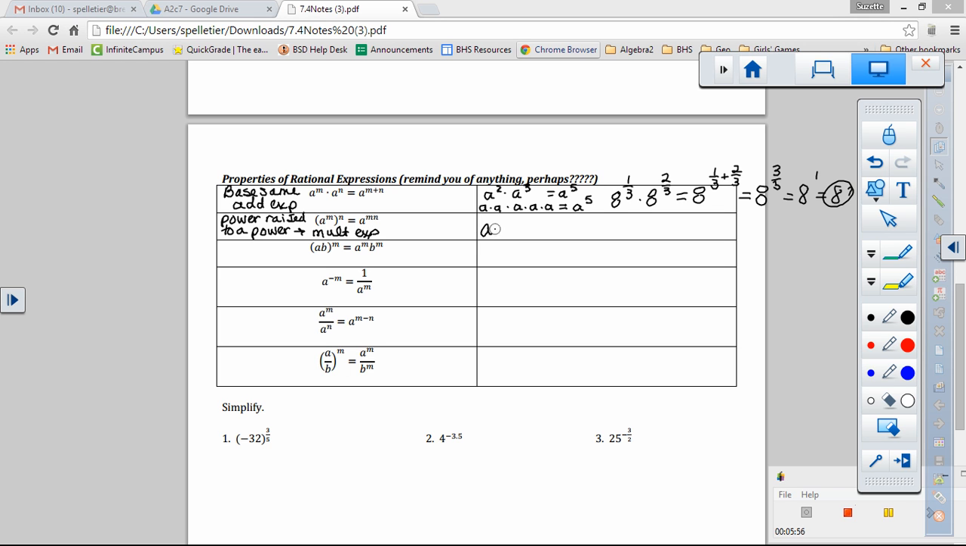So a squared raised to the third power. I'm going to break it down. According to the rule, I'm going to multiply these out, and I should get a to the sixth. Okay? So let me see if this works. A squared is the same thing as a times a. And I need to do that 3 times because I'm raising it to the third power. So I need to do a times a times a times a times a times a.